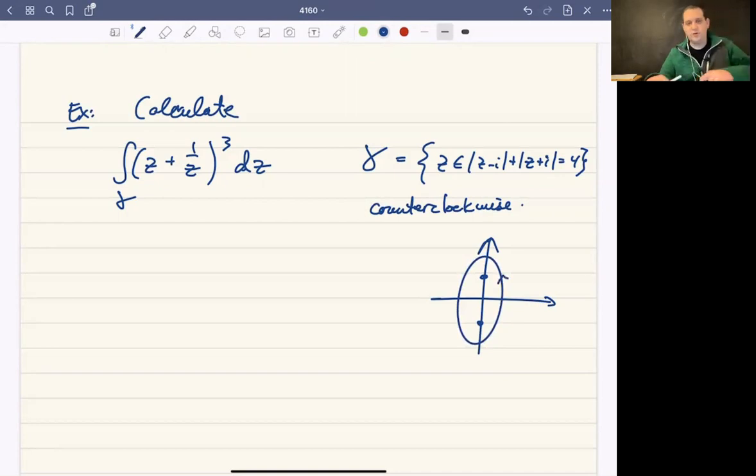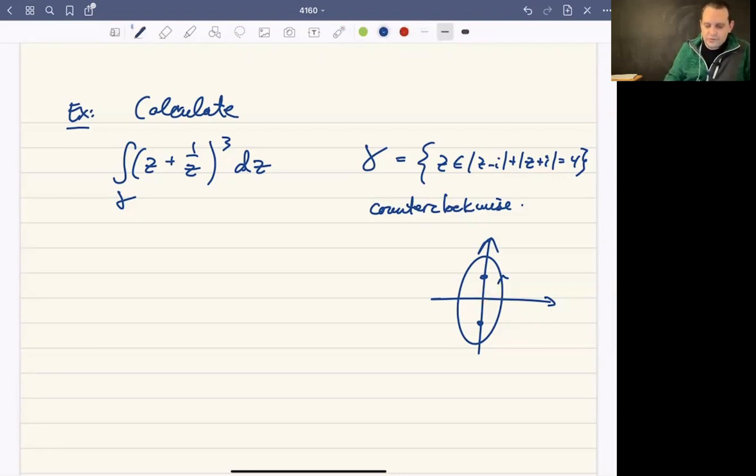So it has focal points i and minus i, and that's good enough for me. So we want to calculate this integral. This integrand does not have a derivative everywhere inside, so it's not defined at 0. We have to be a little bit careful about that. So this integral is not necessarily going to be 0 right away. We have to do a little bit of work.